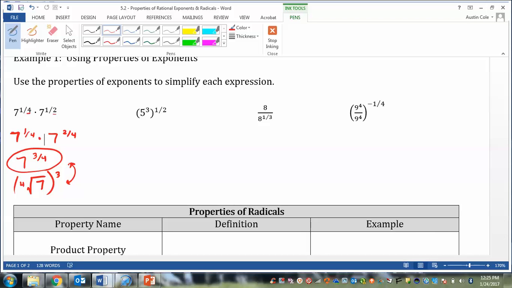Okay, what do I need to do to my exponents in this situation? We can multiply them. So this is going to be 5 to the, well, 3 over 1 times 1 over 2. That's going to be 3 over 2. When you multiply fractions, multiply the numerators together, multiply the denominators together. So that answer there would be 5 to the 3/2 power.